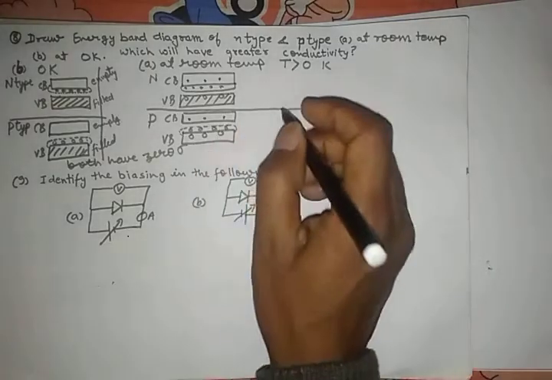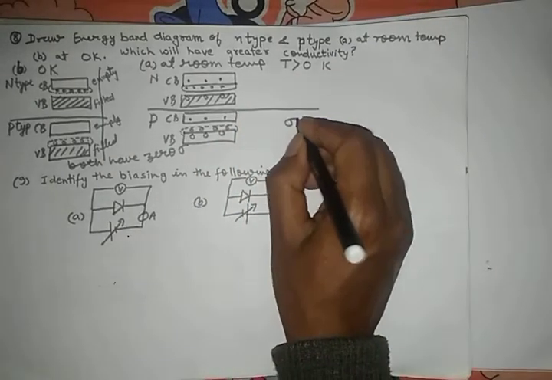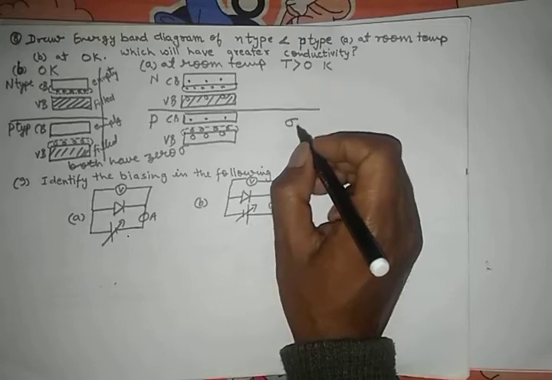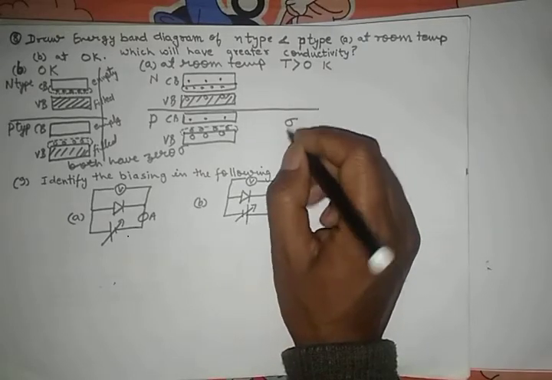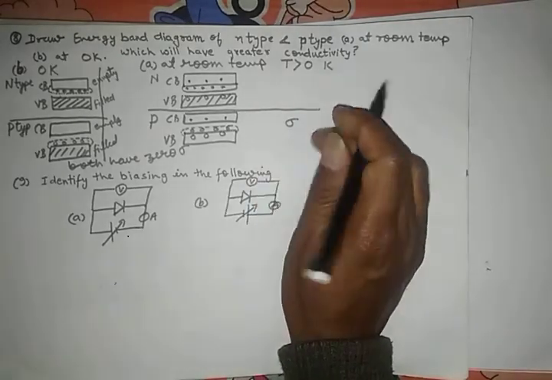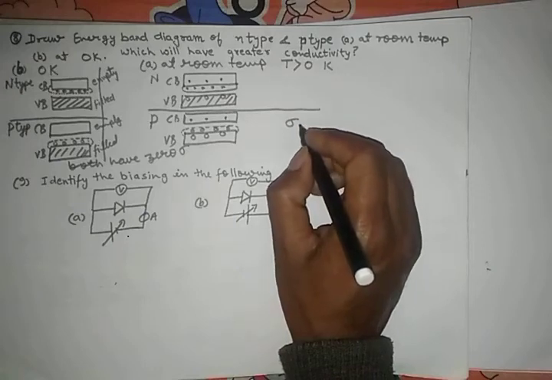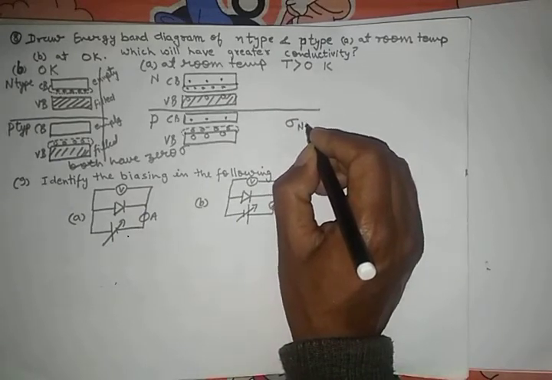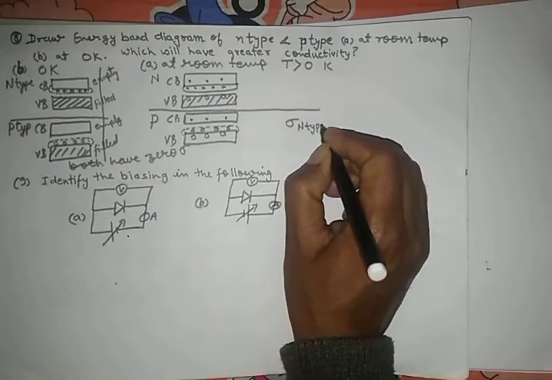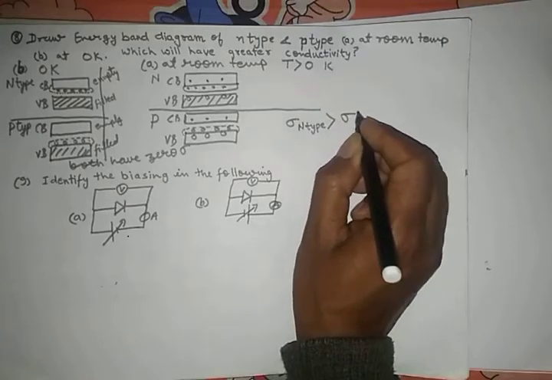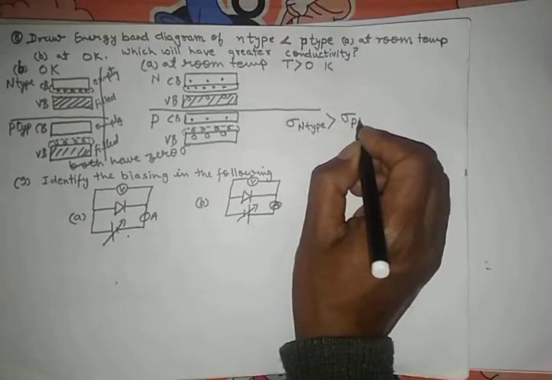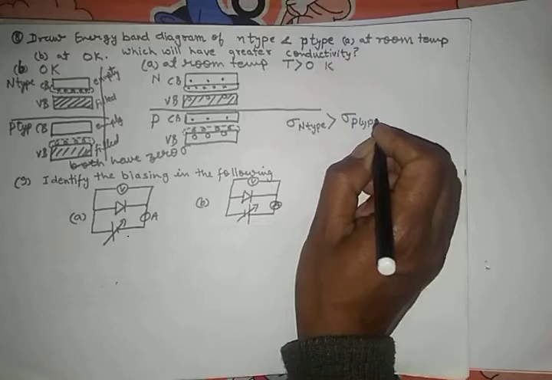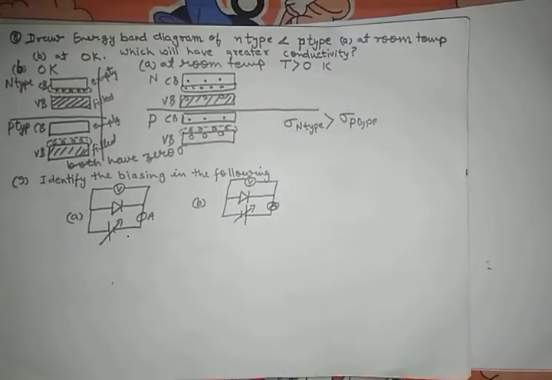And here you need to write sigma for conductivity. I am just using symbols. The conductivity of an n-type semiconductor is greater than the conductivity of a p-type semiconductor because of the mobility of electrons.